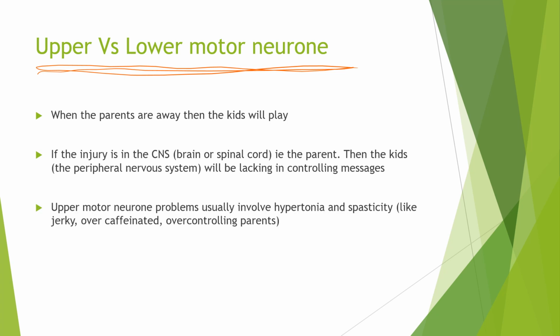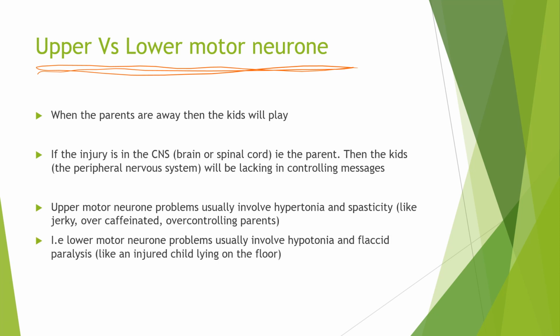For example, in an upper motor neuron problem, you'll usually have hypertonia and spasticity, like jerky, over-caffeinated, over-controlling parents, i.e. the parents are not in control, they are unable to handle the peripheral nervous system, the body then is constantly in this heightened state of hypertonia and spasticity. If there's a lower motor neuron problem, then it usually involves hypotonia and flaccid paralysis, like an injured child lying on the floor. Hope that helps.